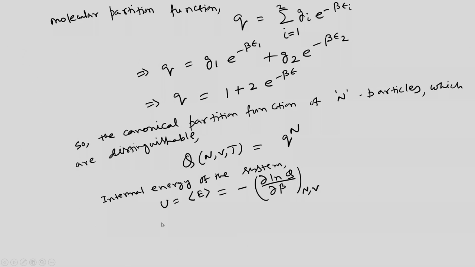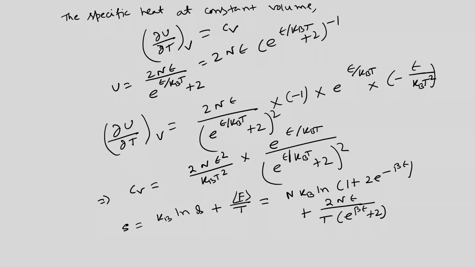Okay. So, this problem covers the concept of molecular partition function. If we can calculate the molecular partition function, we can calculate the partition function of the system consisting of n number of particles. Once we get the partition function of n particles, we can calculate average energy, which is nothing but internal energy of the system. And once we get the internal energy, we can calculate C v very easily by differentiating internal energy with respect to temperature at constant volume. Here we need to do the differentiation with respect to temperature. Epsilon is a function of volume only, so epsilon is a constant term here. Then we calculated C v, and S we can calculate very easily. S is k b ln q plus E average by T. So, this is another good problem.